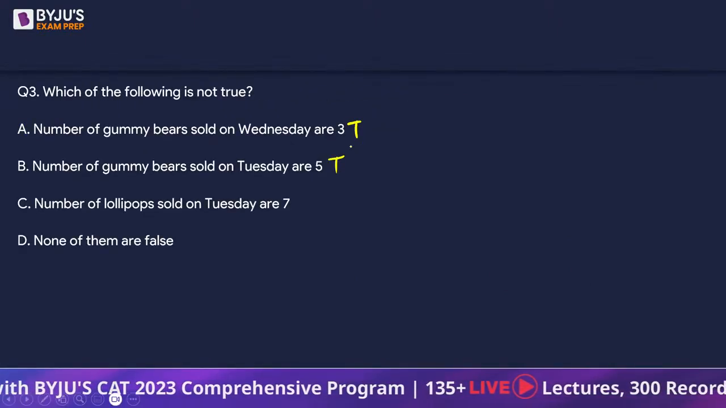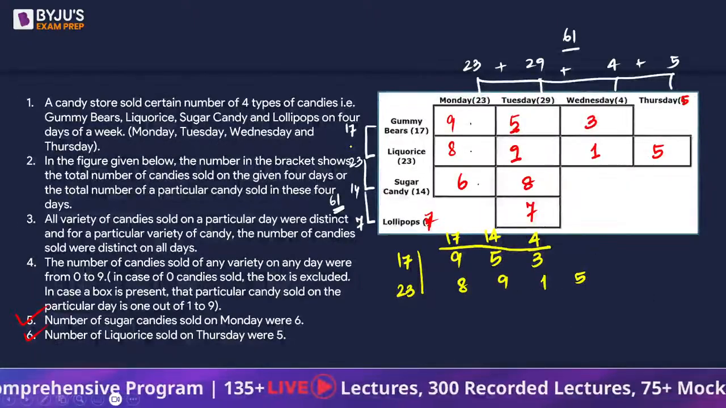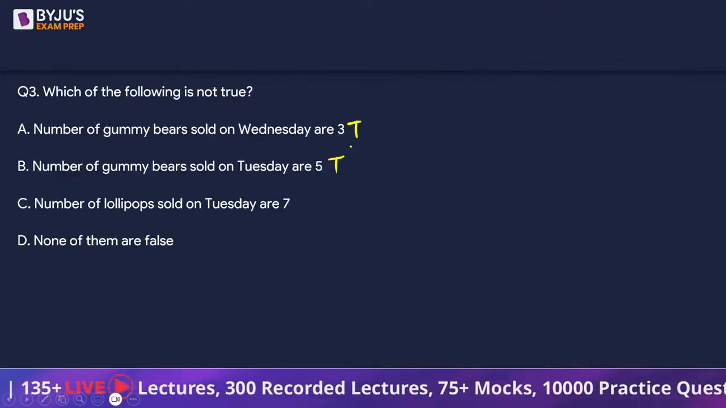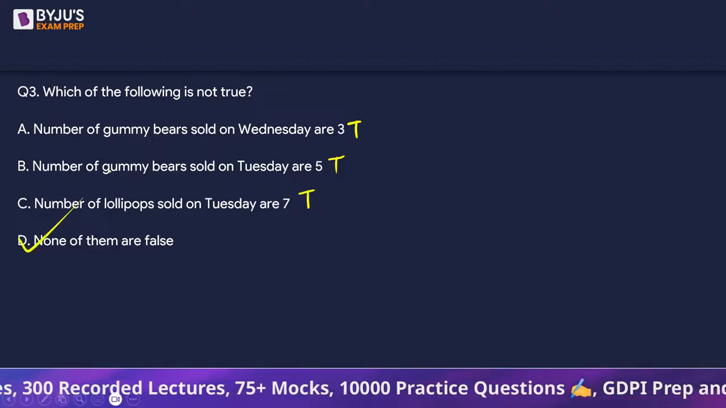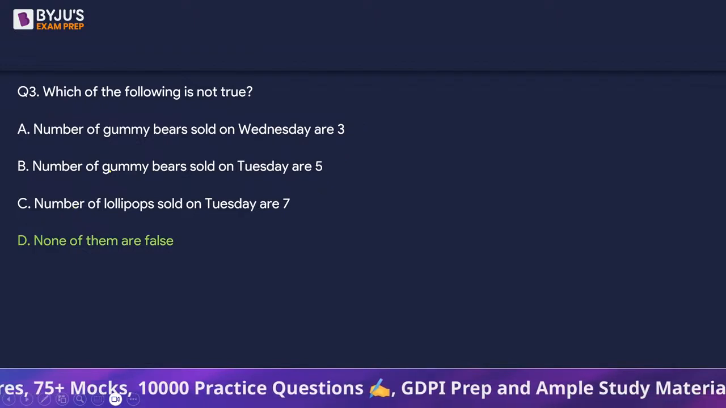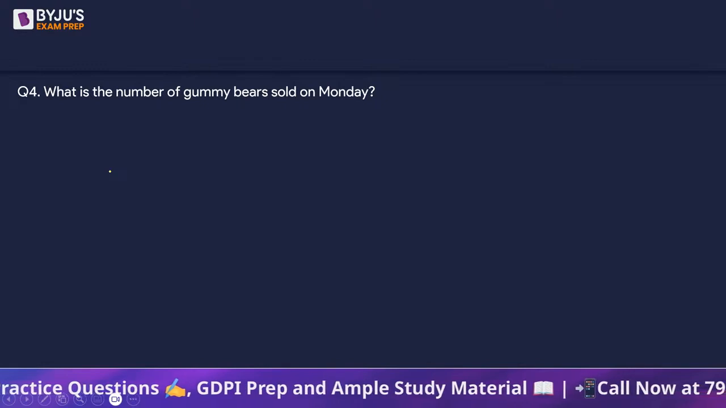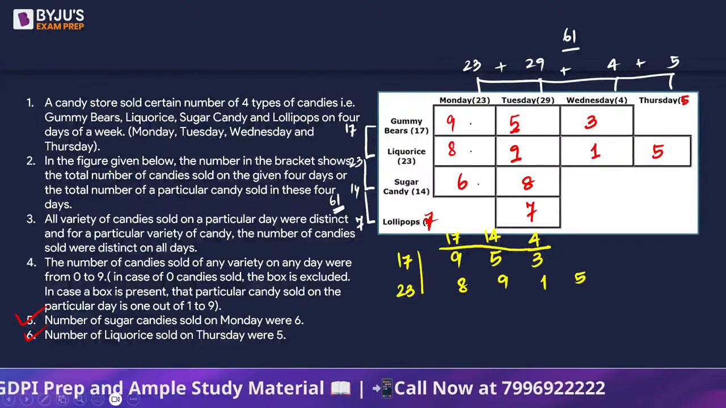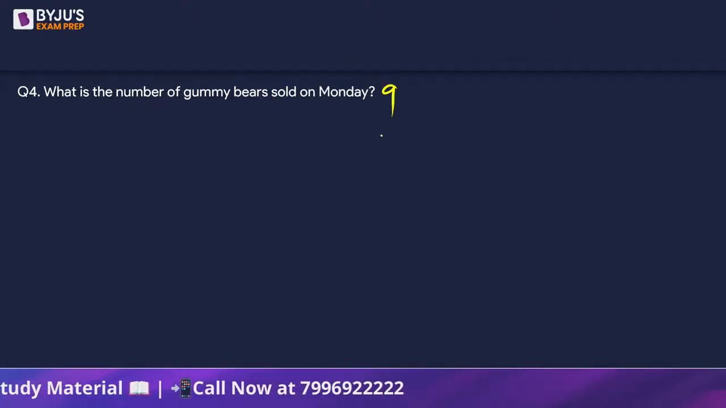Number of lollipops sold on Tuesday are 7. It is 7 because total lollipops is 7. So this is also true. So which of the following is not true? D option. None of them are false. All the 3 options are true. Okay. Next one. What is the number of gummy bears sold on Monday? So gummy bears sold on Monday is again 9, right? So we will have 9 here.